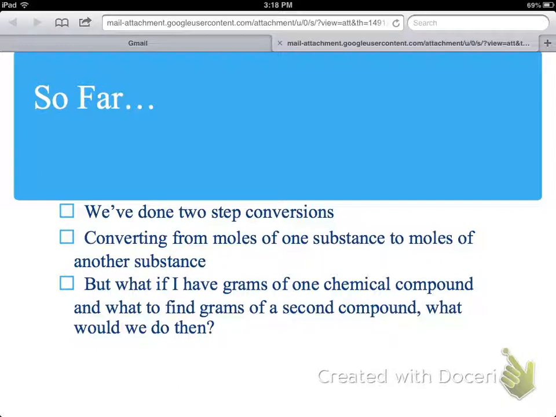Okay, so we've been doing the 2-step conversion, so going from mole to mole. But what I want you to think about, what if you have grams of something and I want grams of something else? What kind of steps would we have to do then?